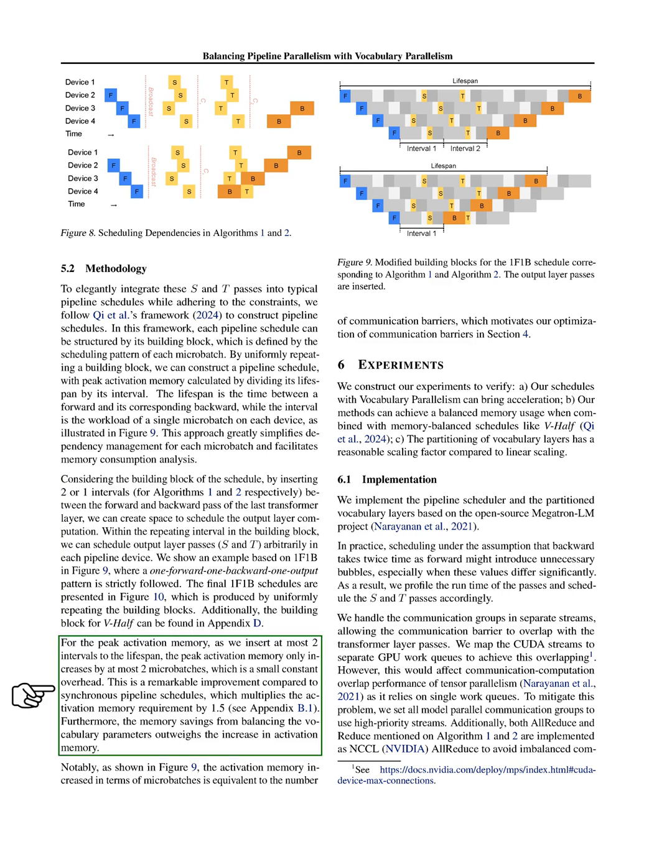For peak activation memory, inserting at most 2 intervals increases it by a maximum of 2 microbatches, which is a small constant overhead. This is a significant improvement over synchronous pipeline schedules, which increase activation memory requirements by 1.5 times. Additionally, the memory savings from balancing vocabulary parameters outweigh the increase in activation memory. Notably, the increase in activation memory in terms of microbatches corresponds to the number of communication barriers, which motivates our optimization of communication barriers.